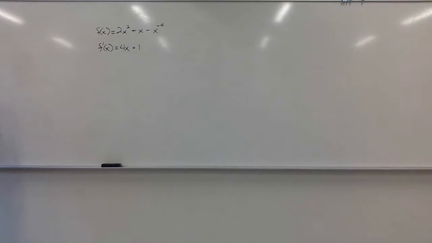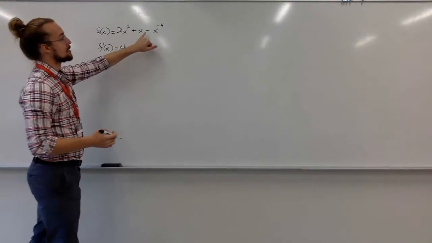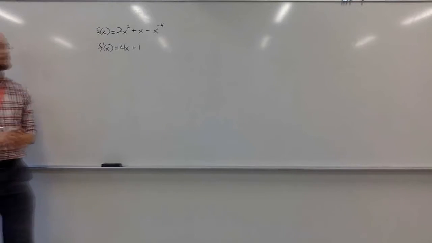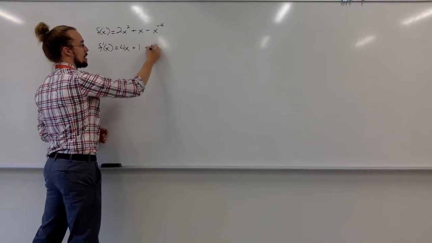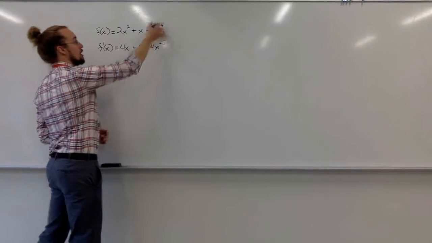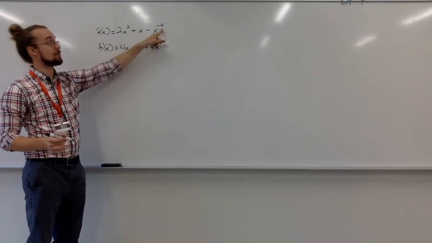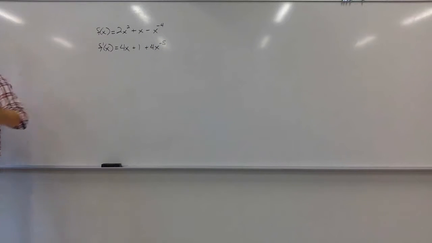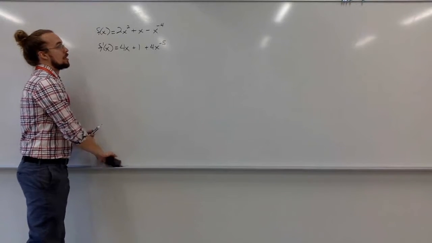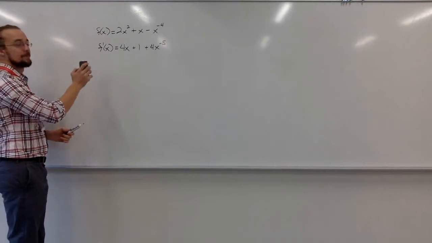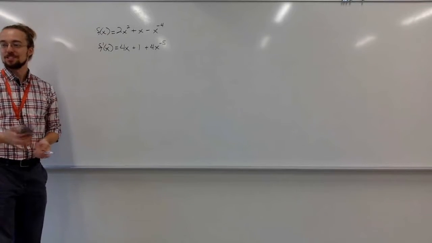Now, if we apply the rule to this one, I've got minus x to the negative 4th. What's that going to look like? Exactly. If I bring that negative 4 down, I'll have negative 1 times negative 4, which would be plus 4, and then subtract 1 from the exponent, I'll get negative 5. Good with that one? Yeah, it is. It's a shortcut.